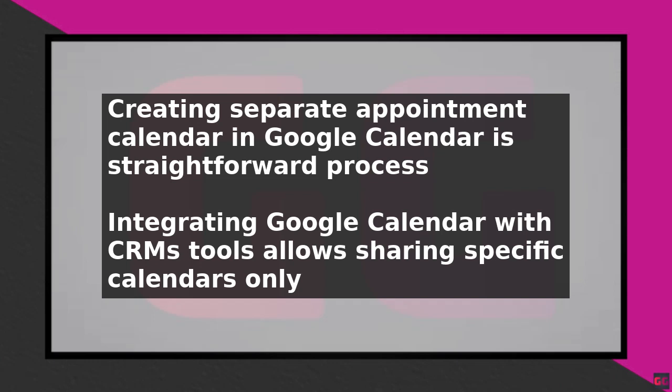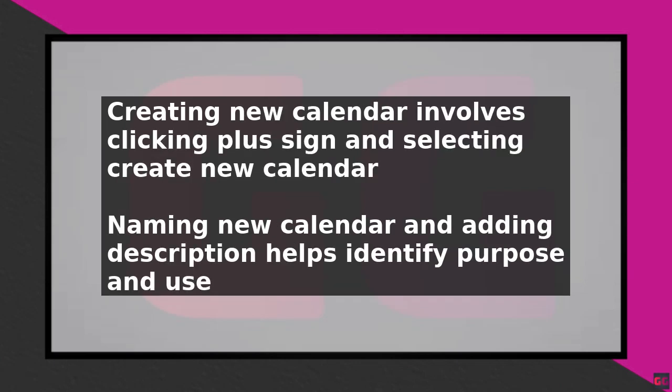To start, log into your Google Calendar and navigate to the home screen, which may be set up to display a weekly, daily, or monthly view. To create an appointment-only calendar, click the plus sign next to Other Calendars on the left side of the screen. Then select Create New Calendar from the drop-down menu.